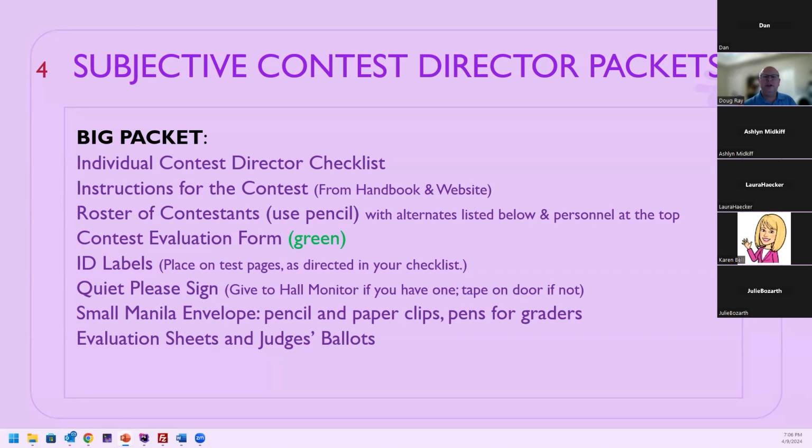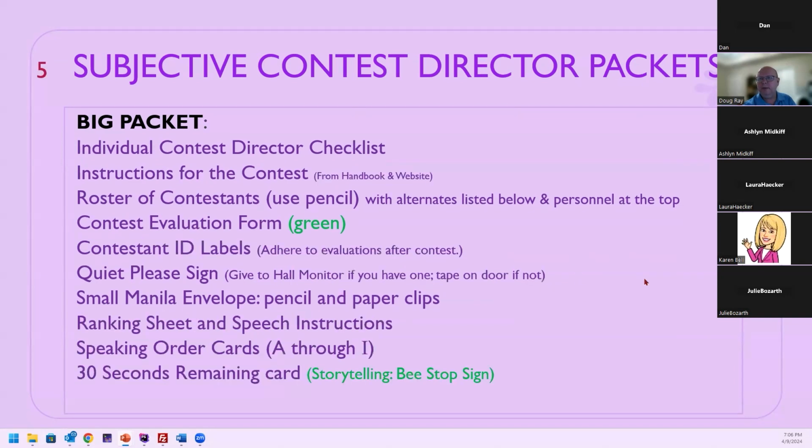So the difference between a speech contest and the subjective contest, in the speech contest, the judges are required to come to the tab room to pick up their own packets. For the subjective contest, like ready writing, creative writing, and on-site drawing, the contest director has all of the judges' information and the paperwork. And this should say speech right here. This is the speech director packet.